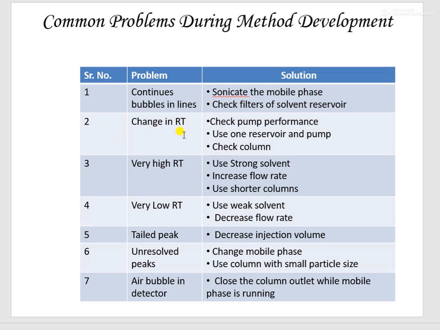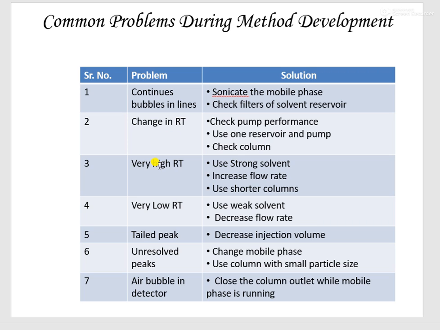Next is change in retention time. If retention time is changing with the same chromatographic condition, check pump performance. Use one reservoir instead of two. Sometimes it may happen that your pump is not working properly, mixing of the two components of mobile phase is not proper. So better you manually mix and prepare your mobile phase and use a single reservoir, so you won't get fluctuation in retention time. Check the column. If column is not proper, or if it is very old, or the shelf life of column is over, you have to replace the column.